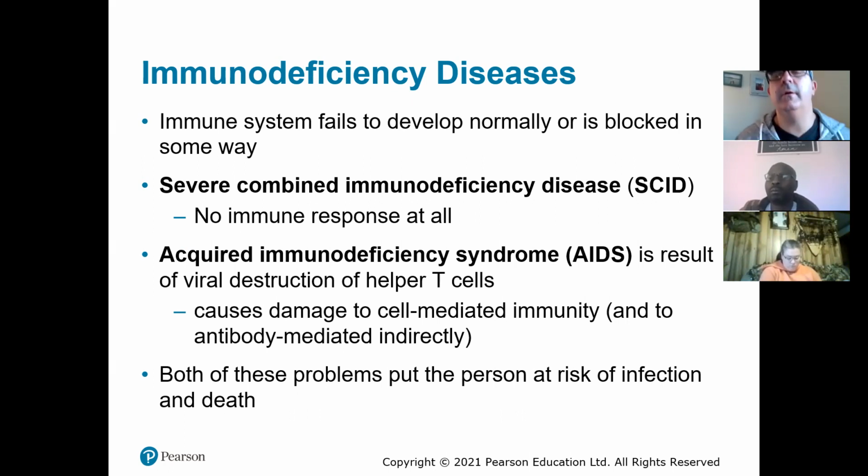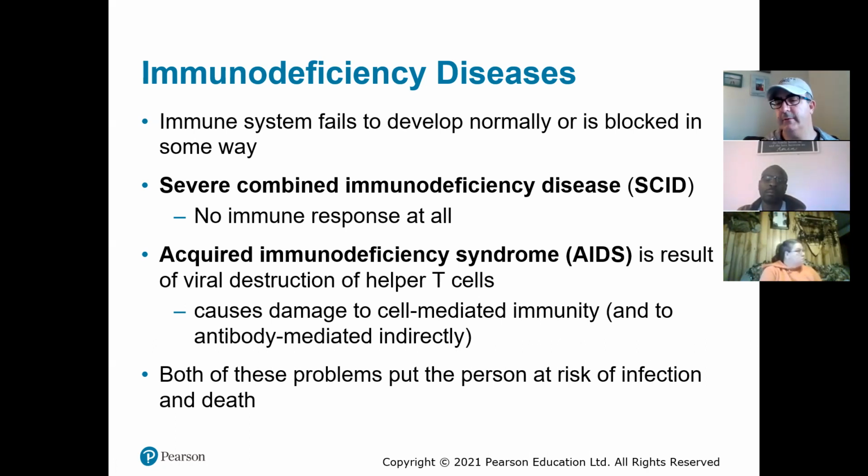Immunodeficiency diseases. There are certain diseases that attack your immune system. So SCID, severe combined immunodeficiency disease, is something that a lot of labs use animals that have this disease in order to test things in them, like mice that have SCID. But what's more common, obviously, in people is AIDS, acquired immunodeficiency syndrome. It's a result of viral destruction of helper T cells.